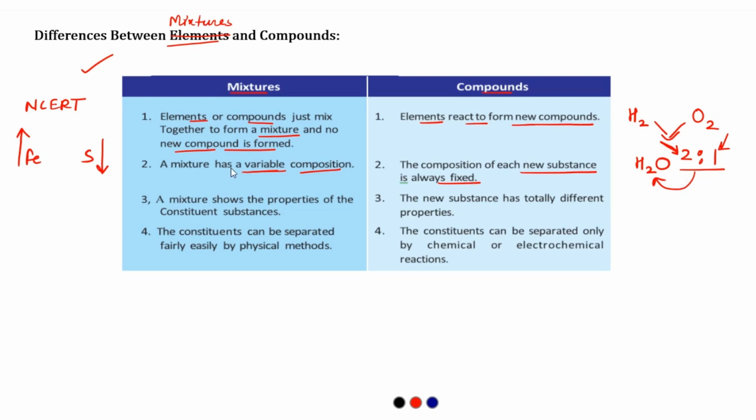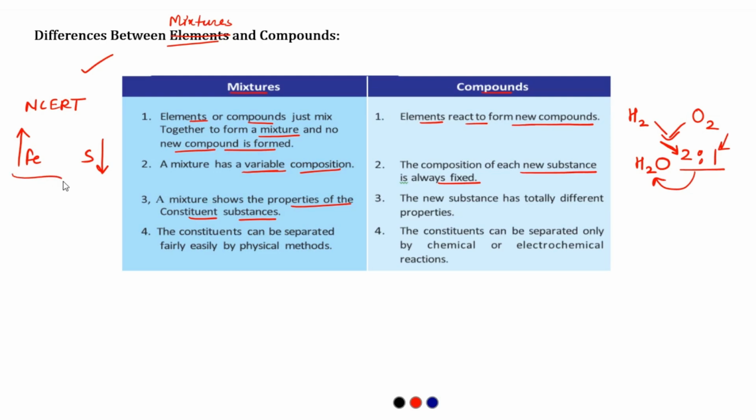But in a mixture, it is not necessary. You can take less or more amount of any of the elements. So it has variable composition. Next, third one: a mixture shows the properties of the constituent substances. So in a mixture, whatever components you have mixed, all will show their separate properties.